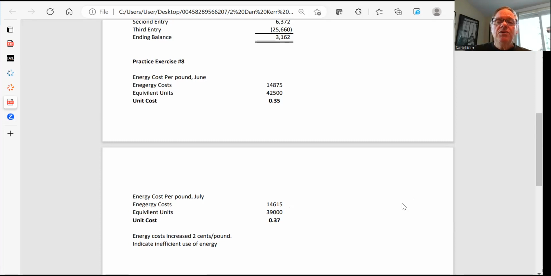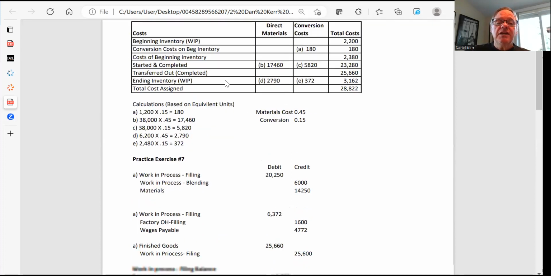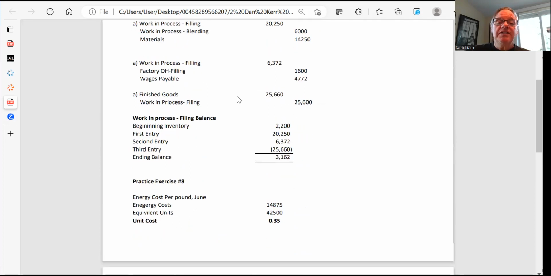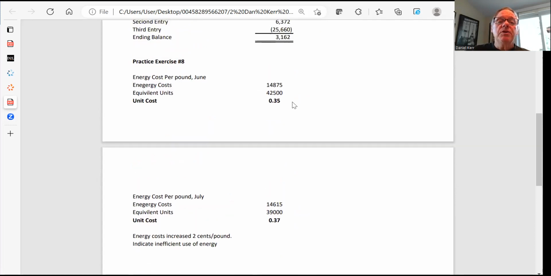Okay, so that concludes the exercises. As you reflect on these, be able to do a schedule like you see here in exercise 6, be able to do journal entries like you did in exercise 7, and be able to compare cost per unit as you did here in exercise 8.